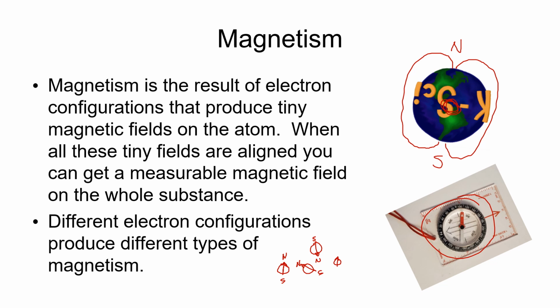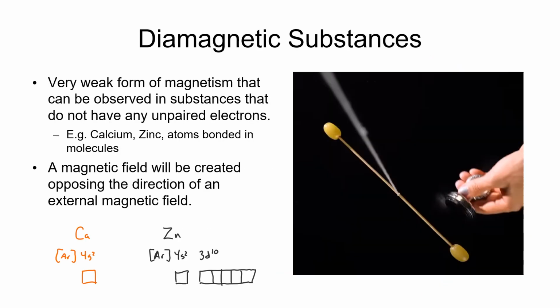And so it's those big magnetic fields of kajillions of atoms, all with their little magnetic fields aligned, that produce the magnetism that we see and that we use for all sorts of neat applications. So our first type of magnetism we're going to look at is called diamagnetism, and this is very weak, and it is the result of having no unpaired electrons.